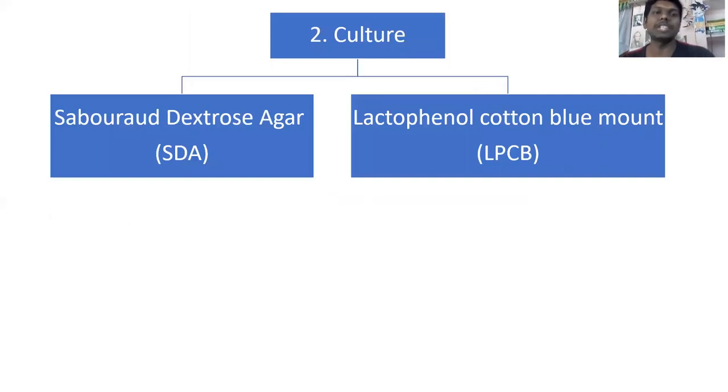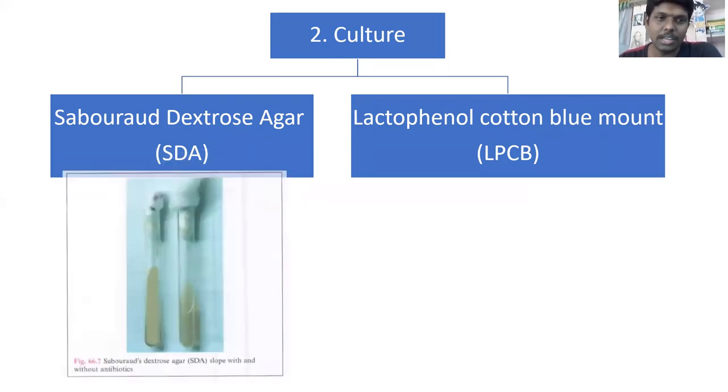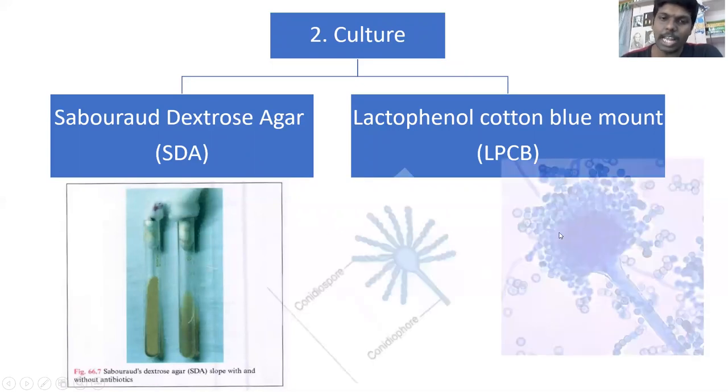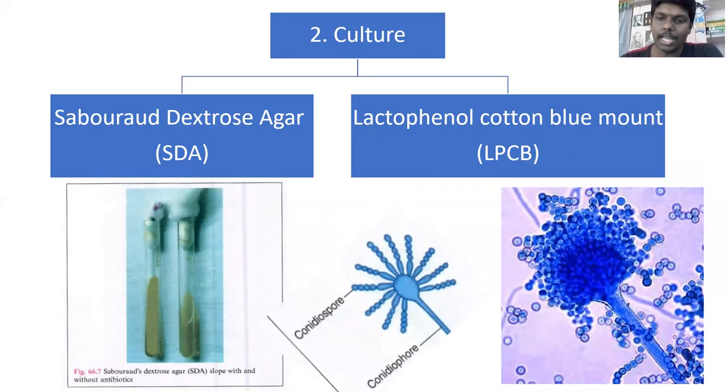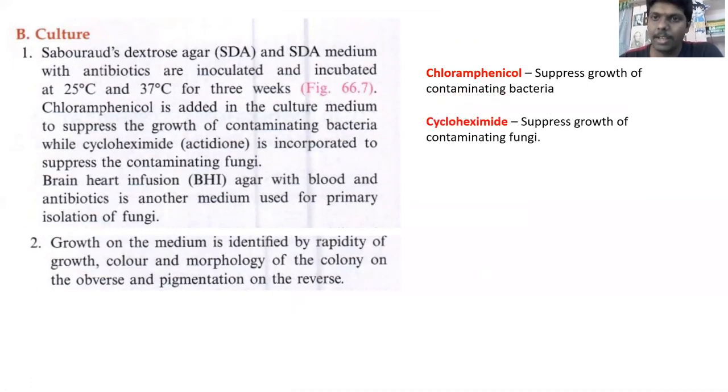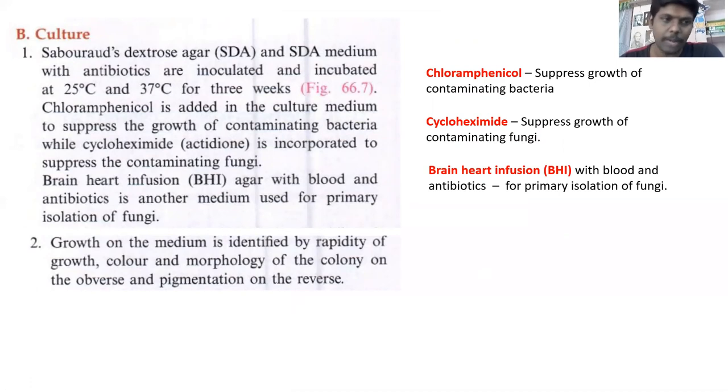Then we discussed culture. In culture, we discussed the SDA culture and LPCB, lactophenol cotton blue. SDA culture is a highly specific culture for growing fungus. Then this fungal growth can be determined by LPCB mount. In LPCB mount, you will see our beautiful fungal images. In SDA culture, we have three important constituents: chloramphenicol, which will suppress the contaminating bacteria; then cycloheximide, which will suppress the growth of contaminating fungi; and brain heart infusion, blood and antibiotics for isolation of primary fungus.